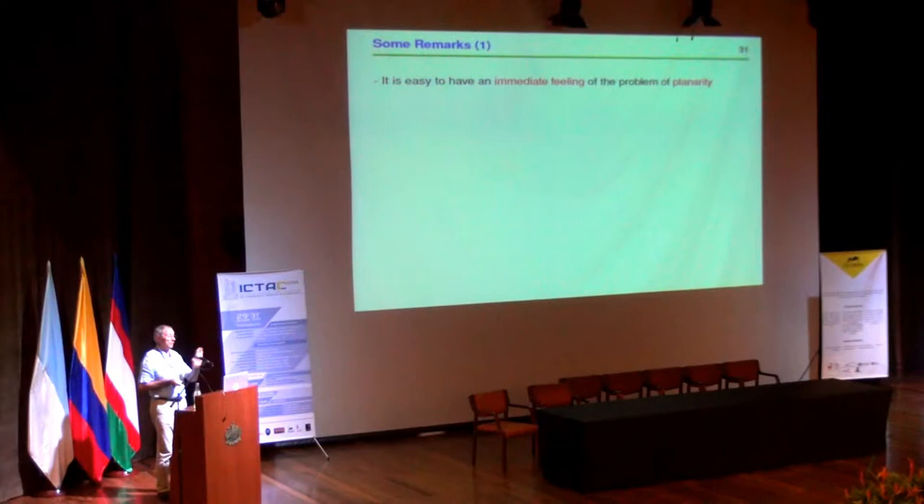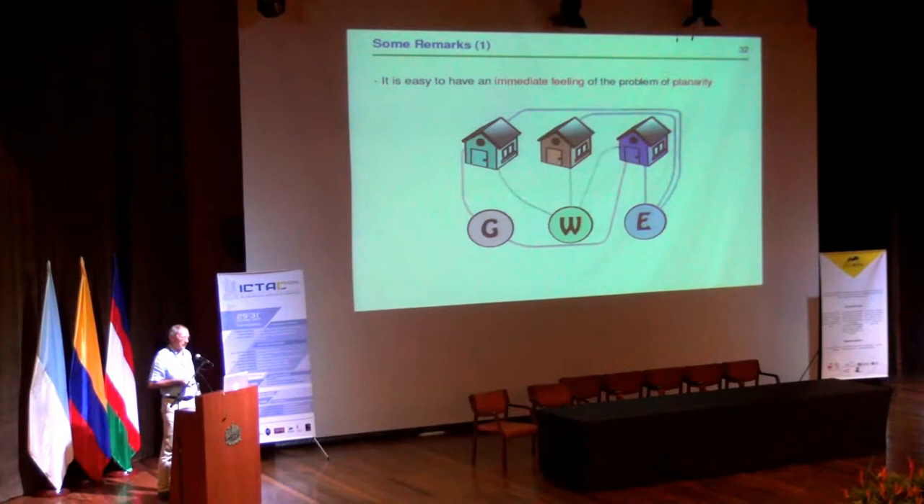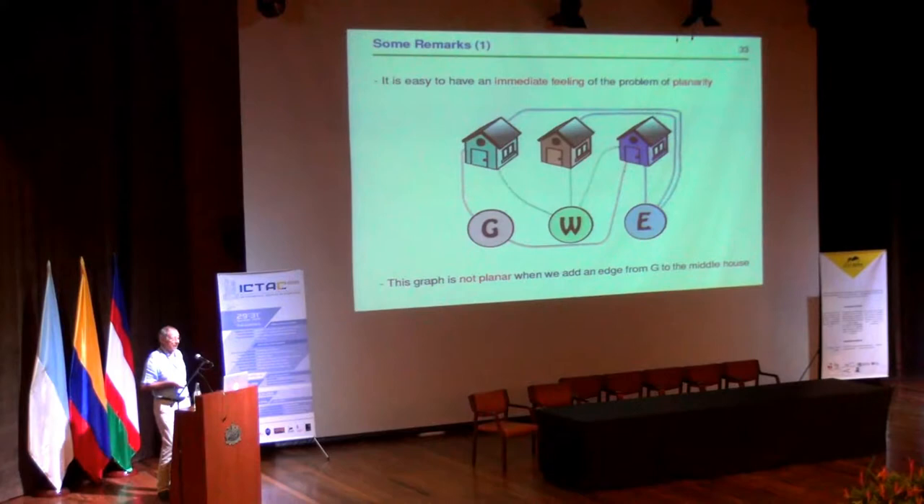It is easy to have an immediate feeling of the problem of planarity. Here is a well-known problem. You have three houses, then you have gas, water, and electricity. And we want to join the gas provider, water, and electricity with some pipes or some tubes. And we do not want these things to cross because it might be dangerous. So the graph is not planar when we add an edge from the gas to the middle house here, if we add this one. So this notion of planarity is easy to understand.